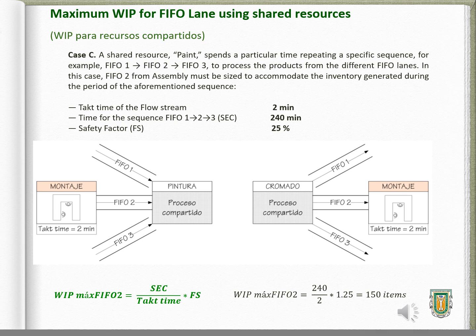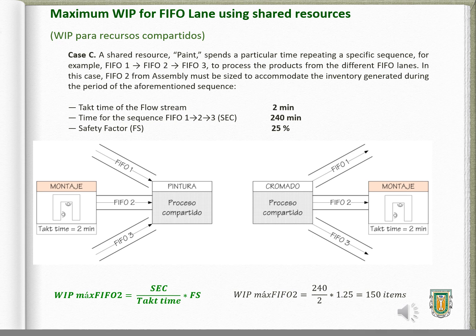Now, we consider connecting via a FIFO lane a shared resource, either before or after a process. Case C implies a shared resource. Paint spends a particular time repeating a specific sequence, for example, FIFO 1, FIFO 2, and FIFO 3, to process the products from the different FIFO lanes. In this case, FIFO 2 from assembly must be sized to accommodate the inventory generated during the period of the aforementioned sequence.